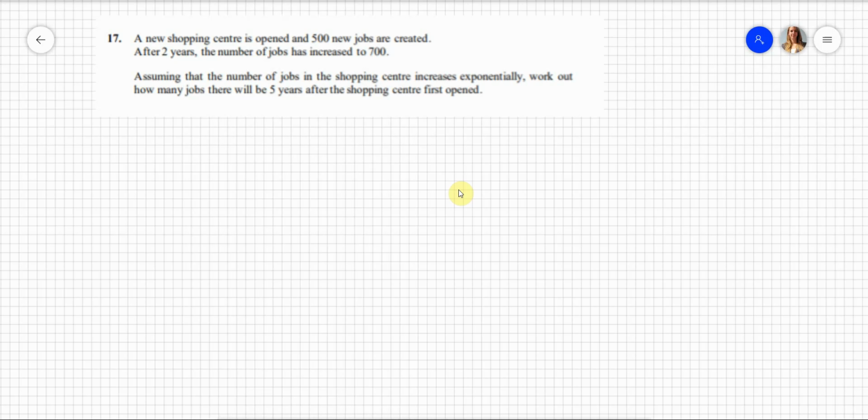So it says, a new shopping centre is opened and 500 new jobs are created. After 2 years, the number of jobs has increased to 700. Assuming that the number of jobs in the shopping centre increases exponentially, work out how many jobs there will be 5 years after the shopping centre first opened.